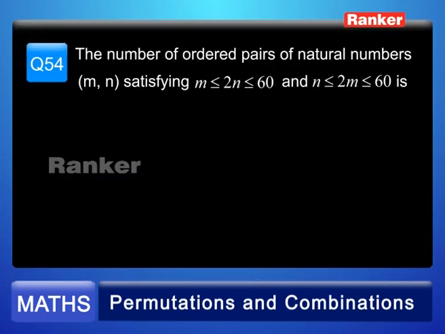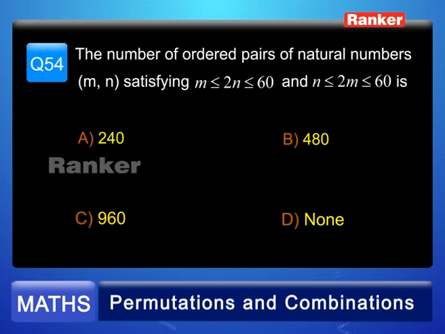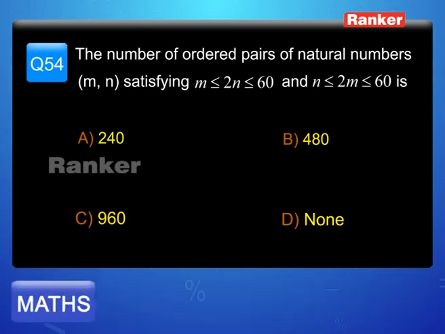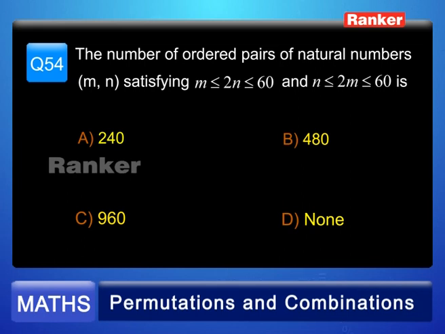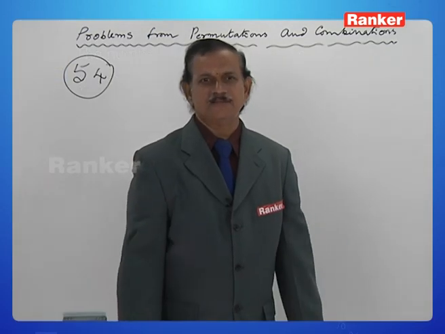Let us switch over to the next question before us, that is question number 54. In this question, the number of ordered pairs of natural numbers of the form (m, n) satisfying m less than or equal to 2n less than or equal to 60 and n less than or equal to 2m less than or equal to 60 is: option A, 240. Option B is 480. Option C is 960. Option D, none. That is the question before us.